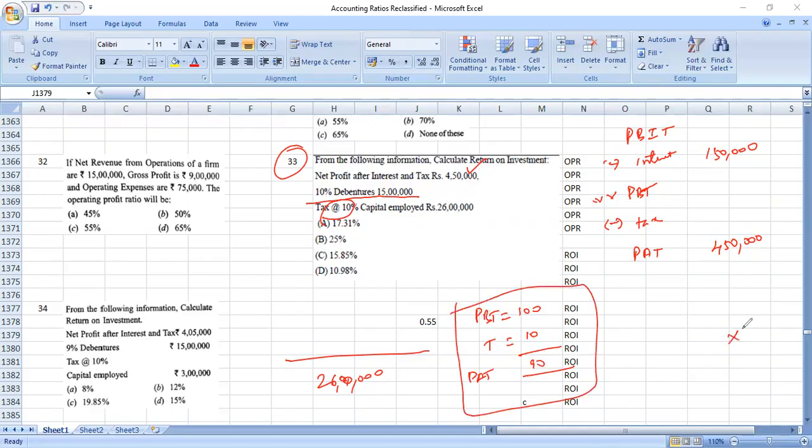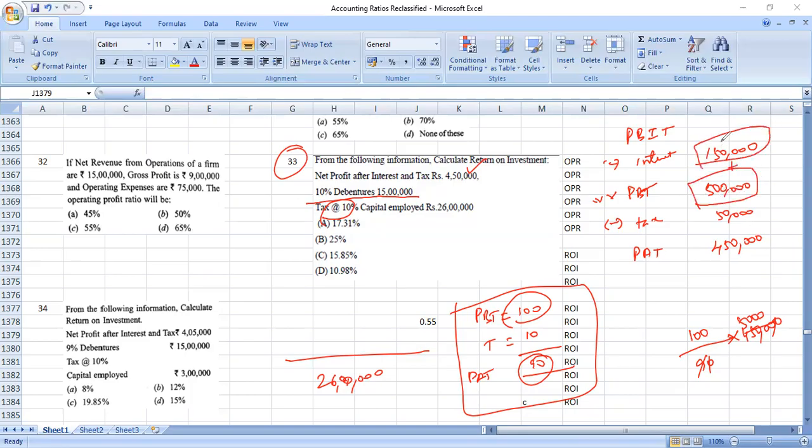They've given us profit after tax 4,50,000. This 4,50,000 is 90. What do we have to find out? We need to find out profit before tax. So that is 100. So that will be 5 lakh. And tax will be 50,000, which is 10% of 5 lakh. The profit before interest and tax is profit before tax plus interest of 1,50,000, which is 6,50,000.